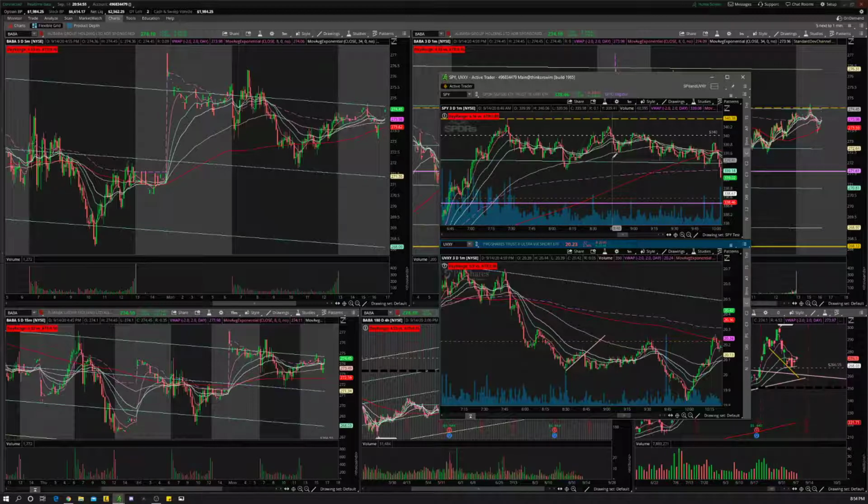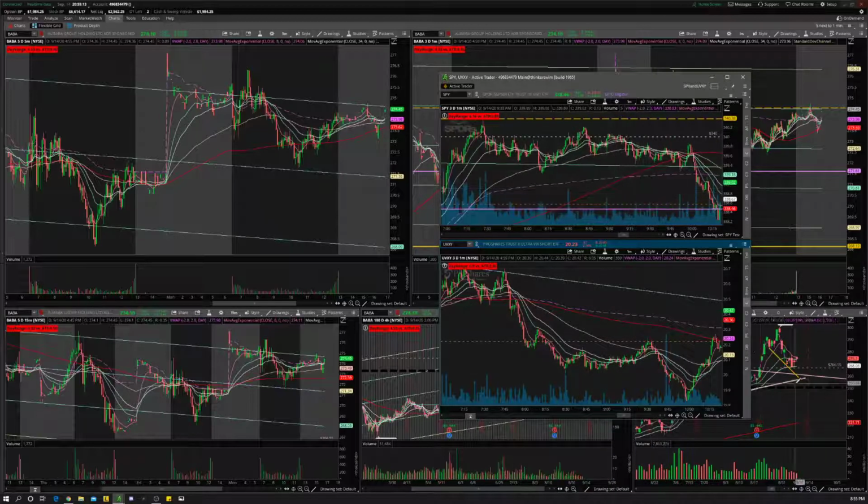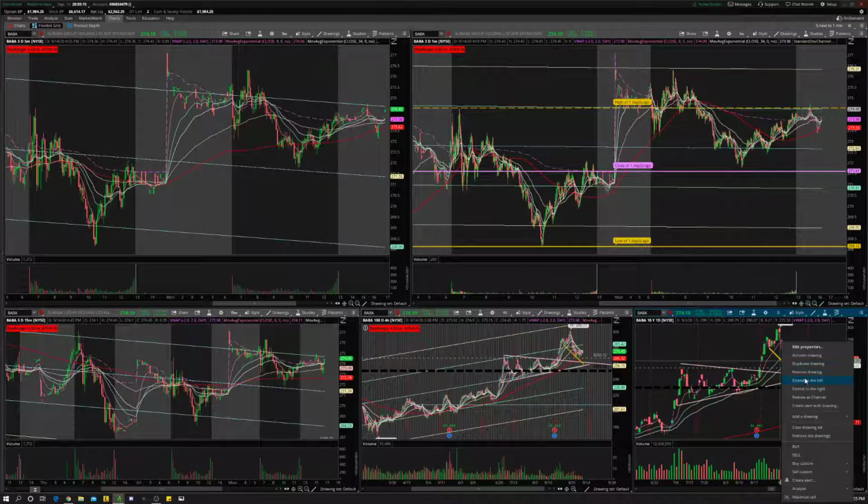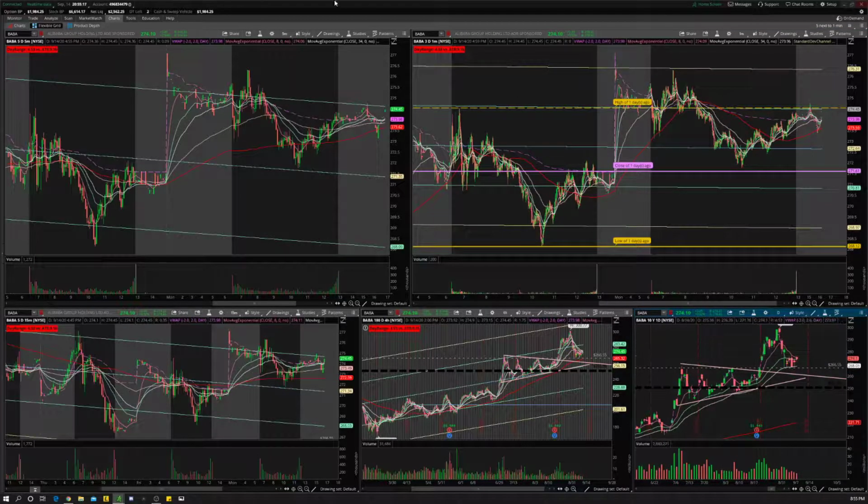So in this case, SPY and UVXY were trading in the same direction at times, and that's not very common, but it does happen. So when stuff like that happens, you know there's going to be a correction, and they're going to go back to trading inverse. So that's something that you want to keep note of if you are trading that.